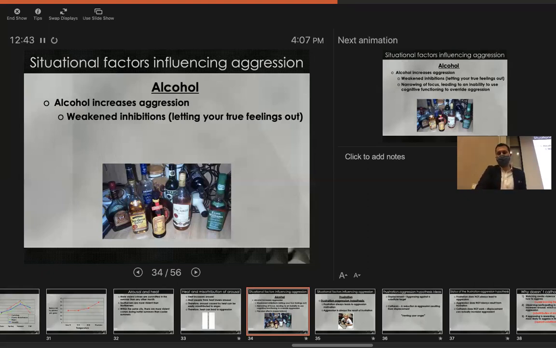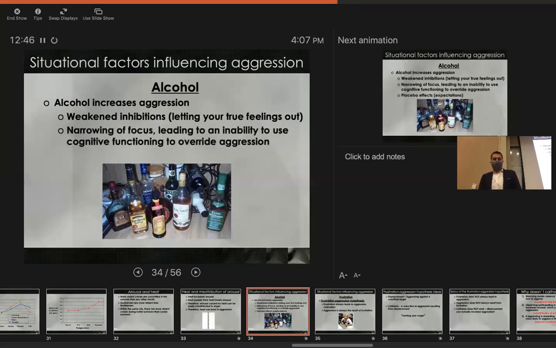There's a couple other reasons as well. Another effect that alcohol has is it tends to narrow our focus, right? So when you're sober, you can think about multiple different things at once potentially. But when you've been drinking, you can only sort of focus on one thing at a time, and you can't think about other things at once. You don't have the same cognitive resources available to you if you've been drinking. And this is kind of key because under normal circumstances, our cognitive functioning might allow us to diffuse aggression.